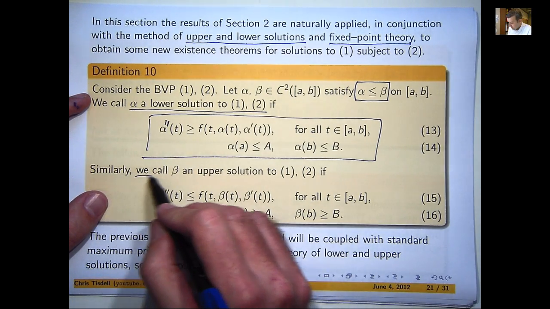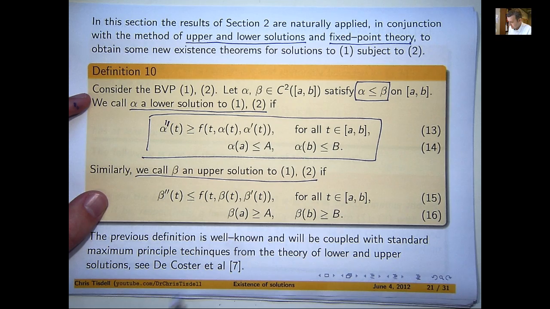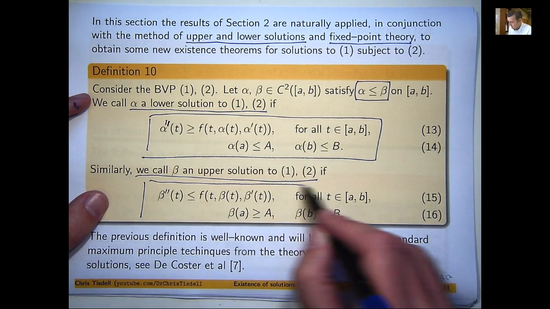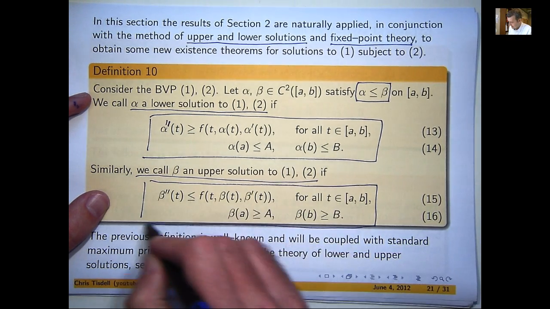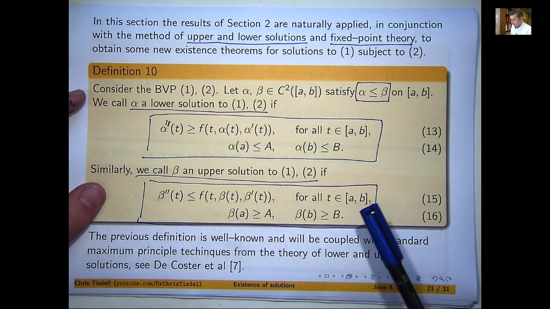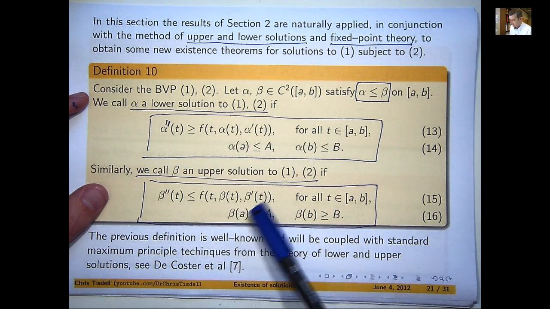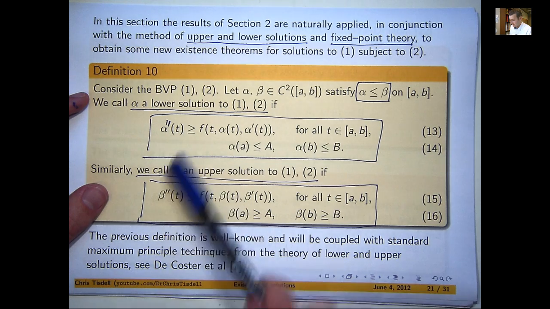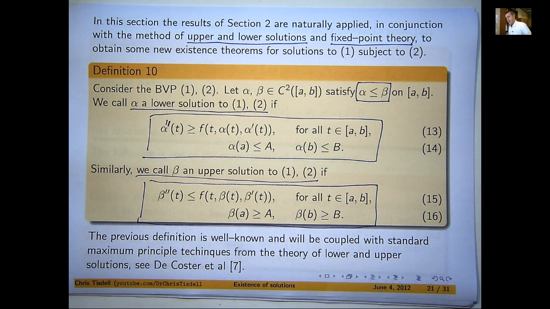Similarly, we call beta an upper solution to our boundary value problem if we just reverse the inequalities from here and just replace alpha with beta and alpha prime with beta prime, etc. Now these definitions are well known, and what we're going to do is use those to generate part of our existence results.